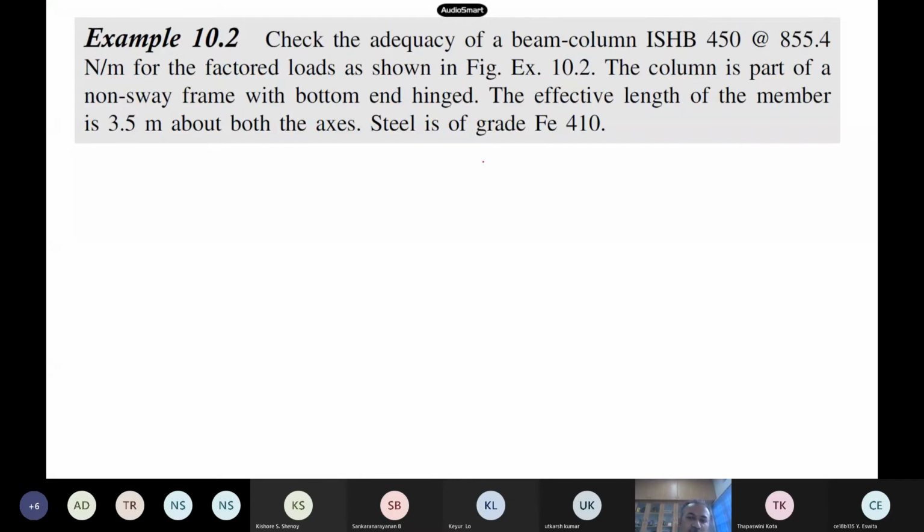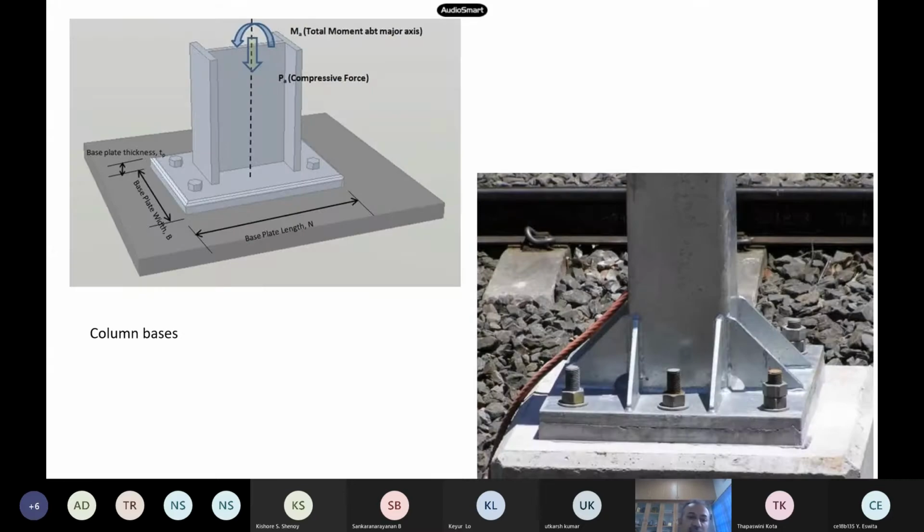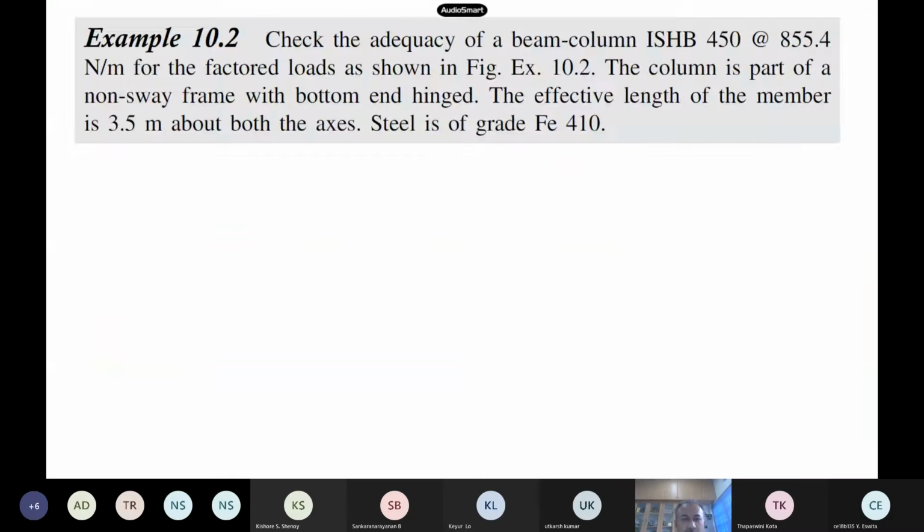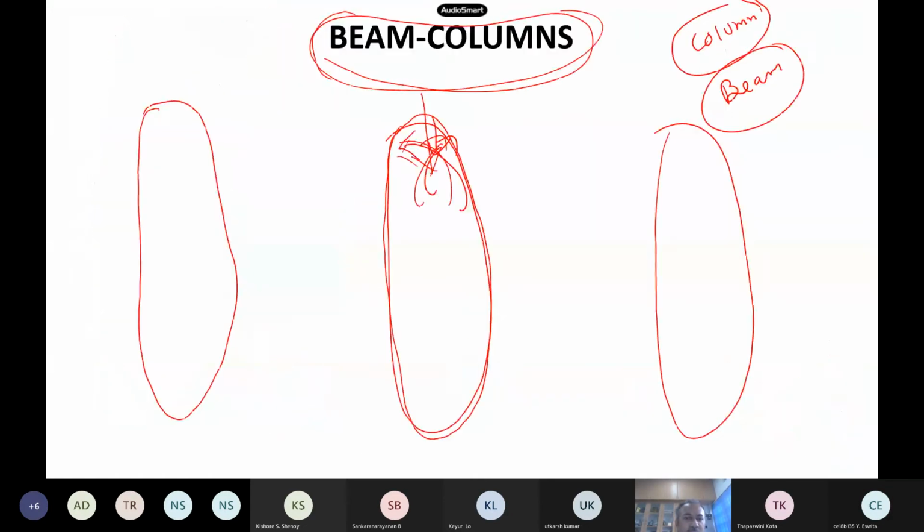So this problem anyway we will solve in Friday's class tutorial. Okay, so the next one is the column base. This also is linked to the beam columns only. Like you say, beam column we know how, but finally, whatever beam columns you are having, they all should be located below this thing.